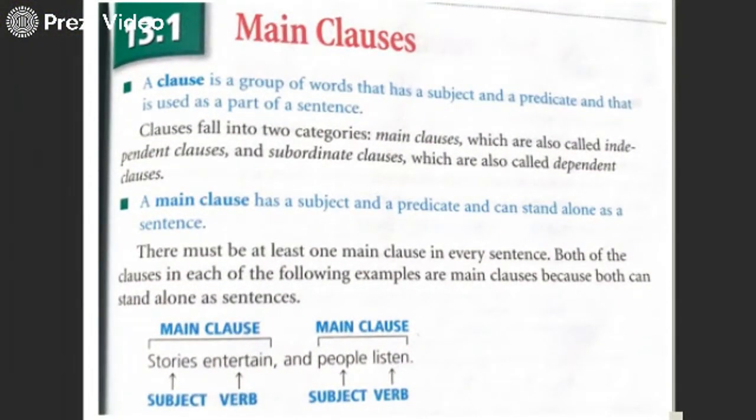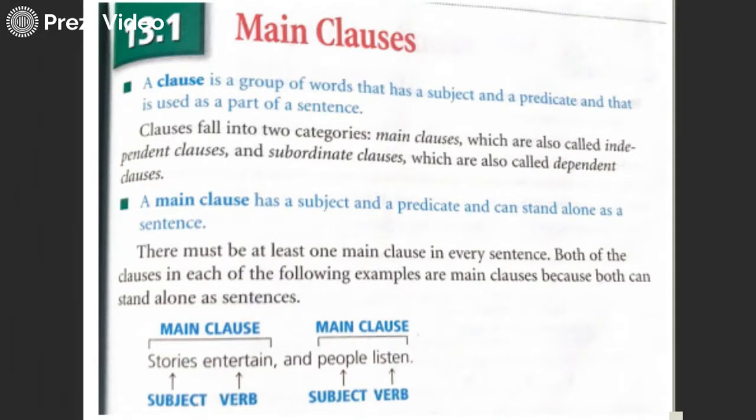It says main clauses. A clause is a group of words that has a subject and a predicate and that is used as a part of a sentence. Let's remember that a predicate is the part of the sentence that includes the verb. Don't forget this. I know that you already learned this before, maybe last year or in the previous years in elementary, but don't forget these things, please. I think it is a very good thing for us to remind us of this and remember them too.